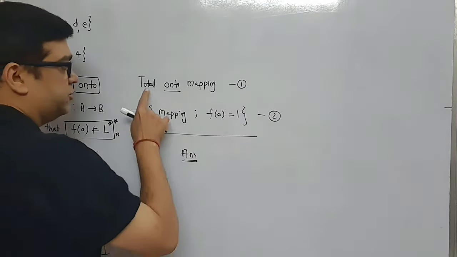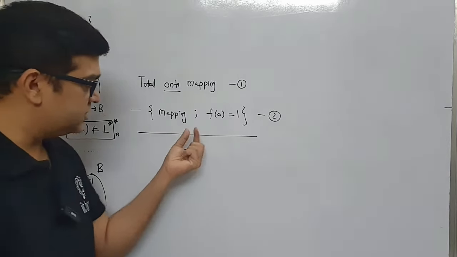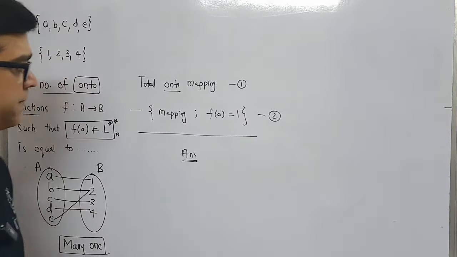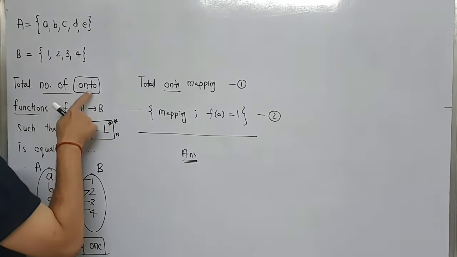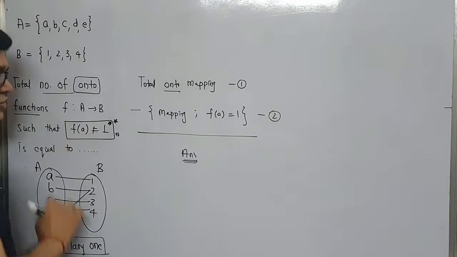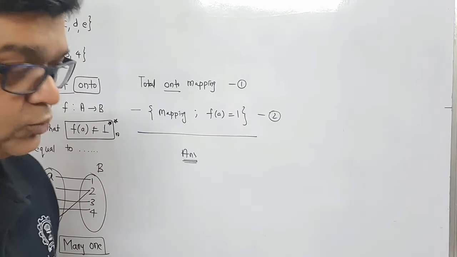So step 1, we are going to find total onto mappings. Step 2, we are going to find mappings in which f(a) equals 1. And step 3, you're going to subtract these two to get the required number of onto functions where f(a) is not equal to 1. Pause this video and listen to these statements 2-3 times.